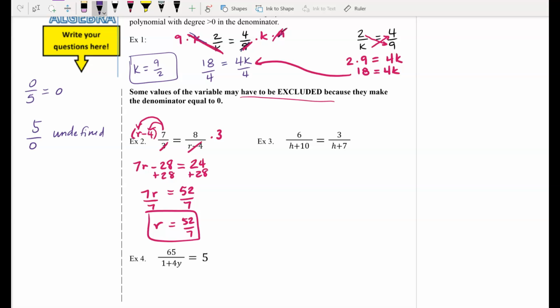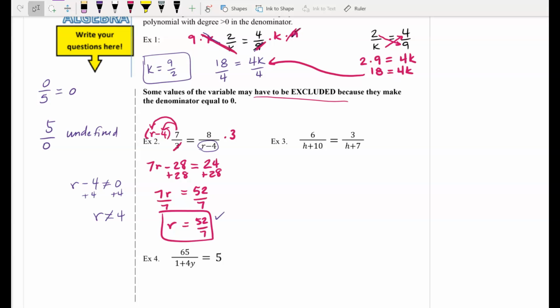What would make this rational expression undefined? In other words, what would make this denominator equal to 0? And it can't be 0, so we'll say r minus 4 cannot be equal to 0. We can solve this inequality the same way that we solve an equation. Add 4 to both sides, and r cannot equal 4. But r is not equal to 4. r is equal to 52 over 7, so it's okay. This is a valid solution. But we always have to check that when we have a rational expression.